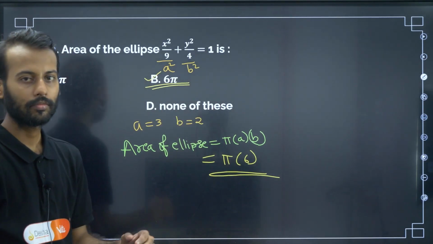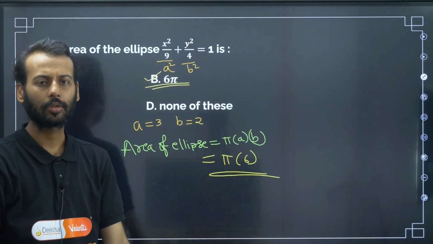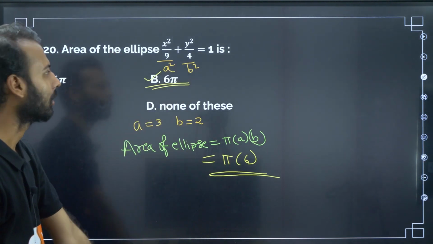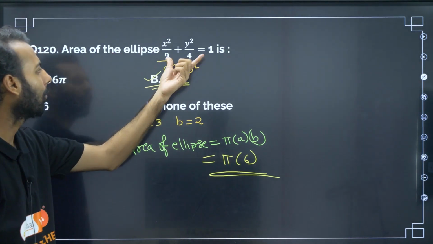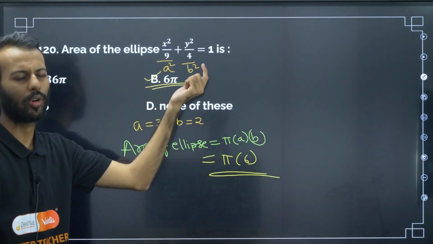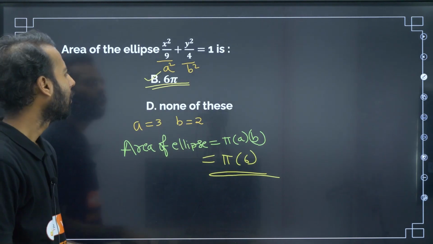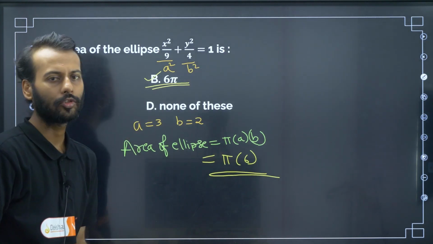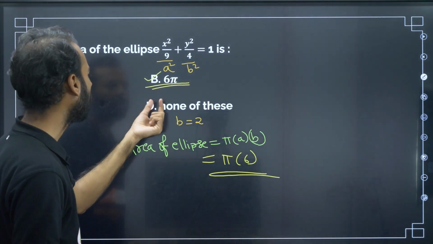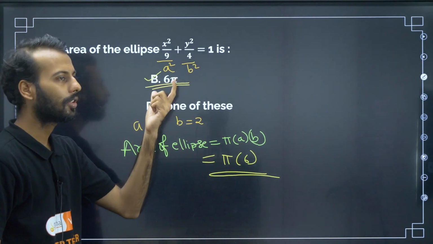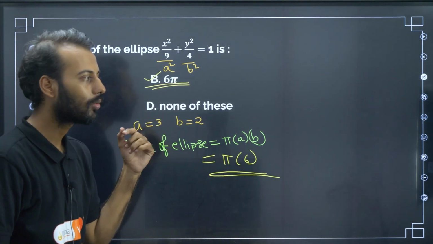Suppose I am a student going to the CET exam. Area of ellipse is this. They have given one ellipse. After seeing x square by a square plus y square by b square, it is standard. So I will think a is equal to 3, b is equal to 2. So pi into a into b, pi into 3 into 2, 6 pi. So hardly it will take 10 seconds to solve this question.